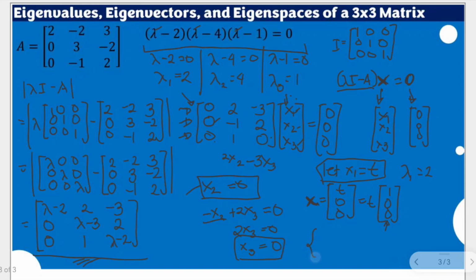So in short, our eigenspace is the set of t times 1, 0, 0, such that t is an element of R but not an element of the set containing 0. So you have here your eigenspace. This is your eigenvector for your eigenvalue, which is 2.